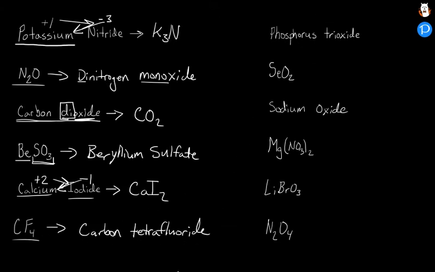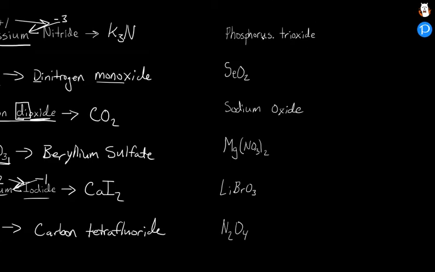Phosphorus trioxide. Both nonmetals, so it's covalent. So 1 phosphorus and 3 oxygens, PO3. SeO2. Se is selenium, and it is on the right-hand side. It's right next to bromine, and it is a nonmetal, and so is oxygen. So this is covalent. So it's just going to be selenium and then dioxide.